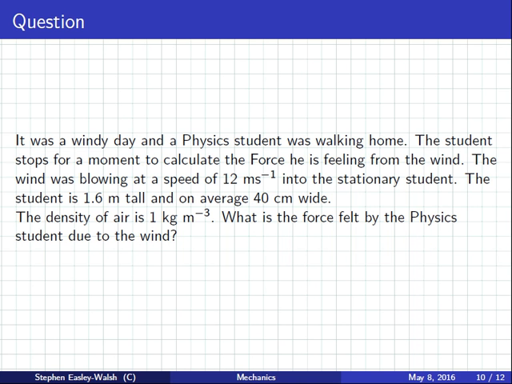So we have, it was a windy day and a physics student was walking home. The student stops for a moment to calculate the force he is feeling from the wind. The wind was blowing at a speed of 12 meters per second into the student, and the student is 1.6 meters tall and 40 centimeters wide. So let's draw what's happening here.